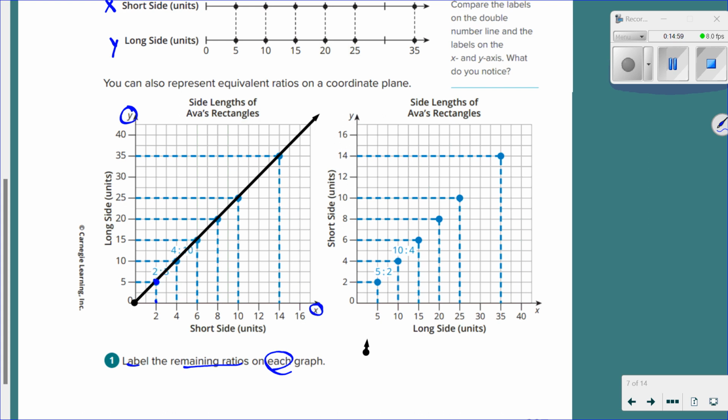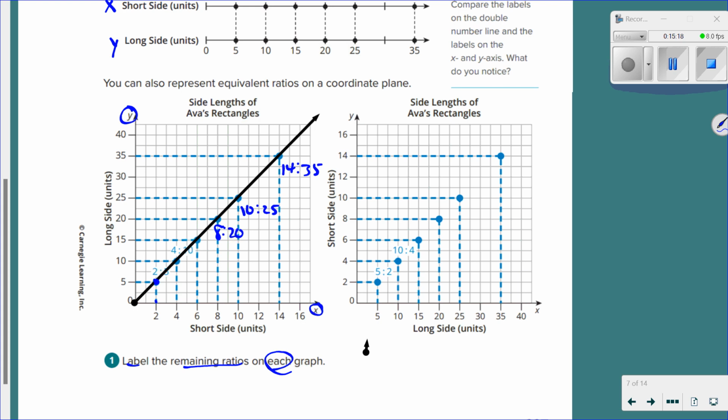So all we have to do is go to our points. So this one, we come over to 8, up to 20. This one, we go over to 10, up to 25. This one, we go over to 14, up to 35.